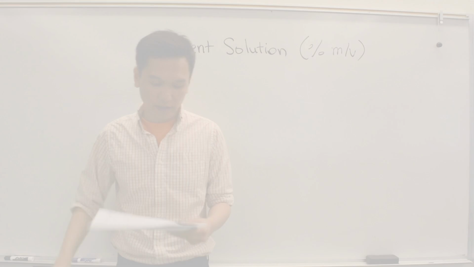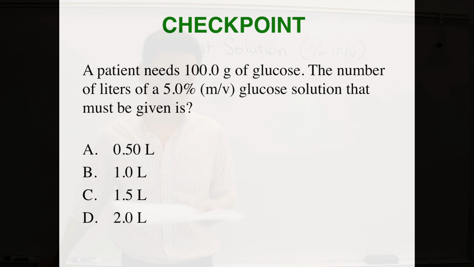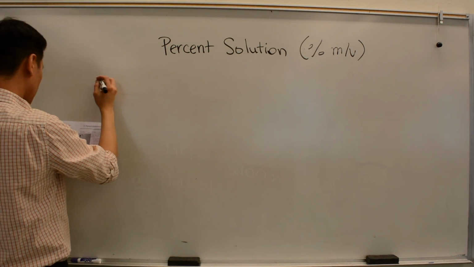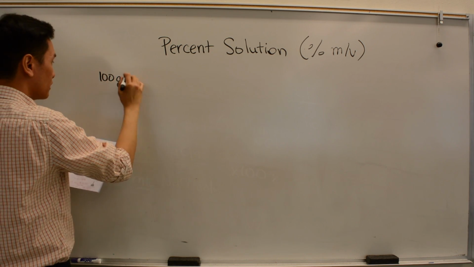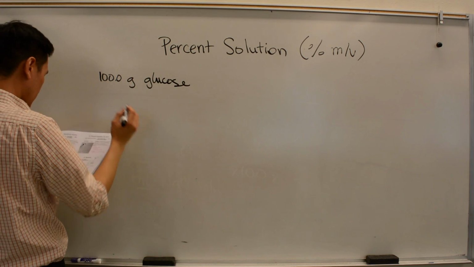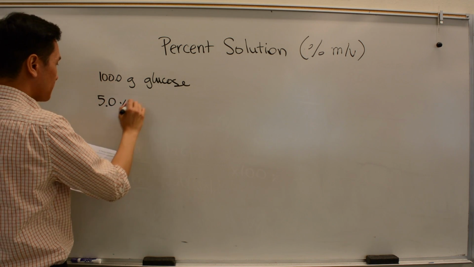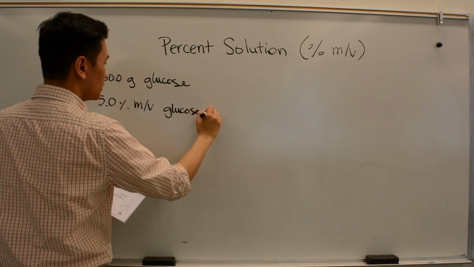So now let's do a checkpoint. A patient needs 100 grams of glucose. The number of liters of a 5.0% mass over volume glucose solution that must be given is what? Okay? So let's write out all the things that we know. A patient needs 100 grams of glucose, and the concentration is 5.0% mass over volume glucose solution.